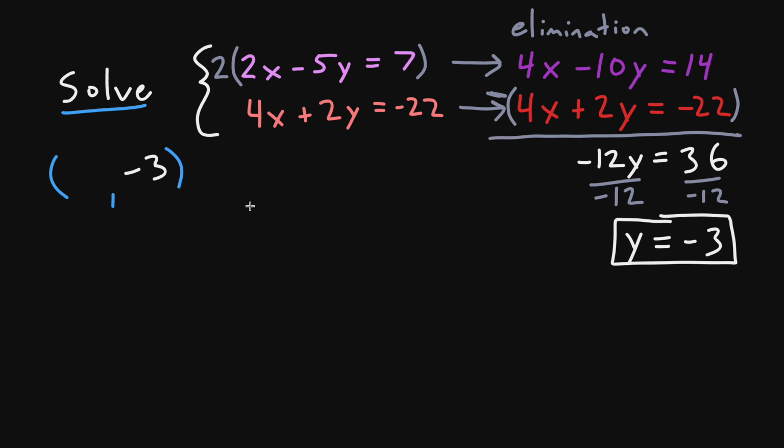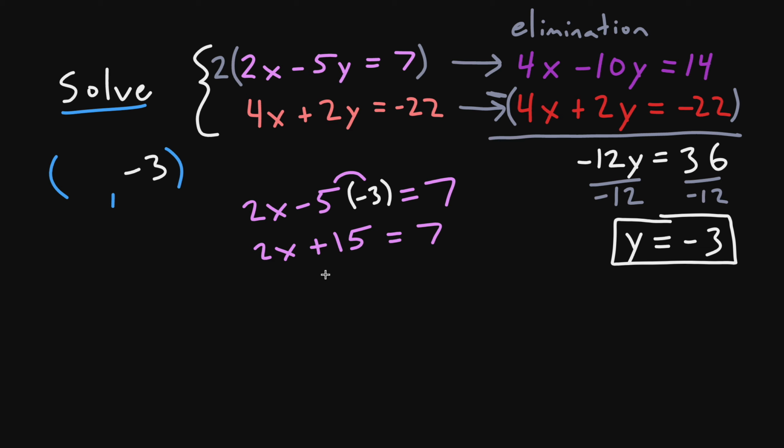Let's just take the light pink one and rewrite it. 2x minus 5, but then instead of y, let's plug in negative 3. And then we keep going, equals 7. Now it's just a solving process. Okay, 2x stays the same. Negative 5 times negative 3, negative times negative makes plus 15, equals 7. Minus 15 from both sides. 2x equals, that would be negative 8. So we divide by 2, and get x equals negative 4.